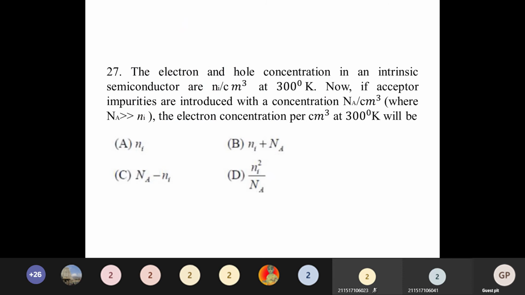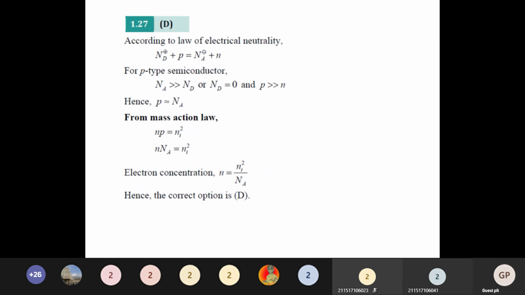Repeatedly they are asking. Mostly 90% one problem must be there, most probably they are asking from the mass action law. Mostly they'll give the P value and ask for the N value, that is Na they will give, or Nd they will give. In the same or similar format, P or N, any one of the values repeatedly they are asking. So here the answer is D: n equal to Ni square divided by Na.